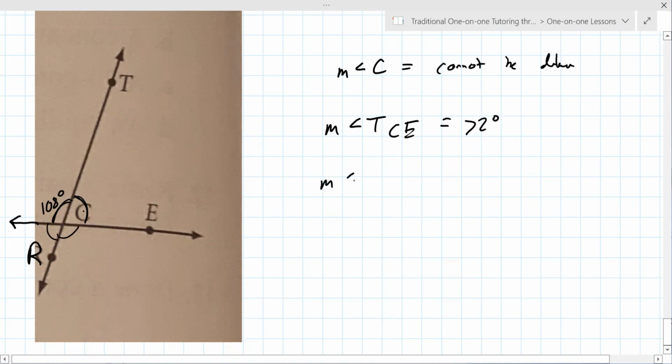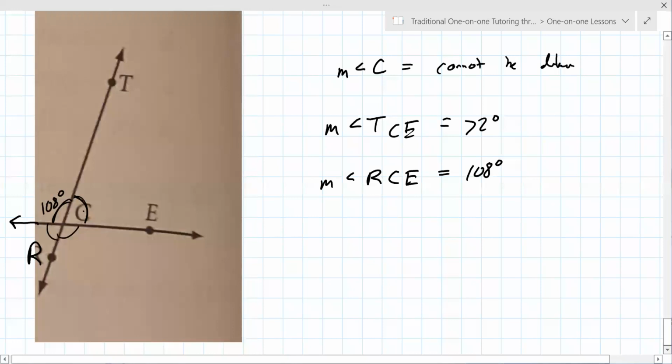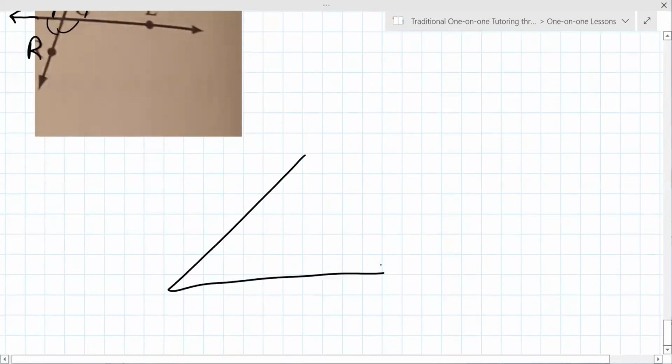What's the measure of angle RCE? 108. And I'm not trying to trick you. I don't like so-called trick questions. I just want you to be very clear that you need three letters to indicate an angle. Or it better be very clear. Like I'll give you one that's clear. A, B, C. This is 60 degrees. This is 54 degrees. What is the measure of angle A? This is definitely A.